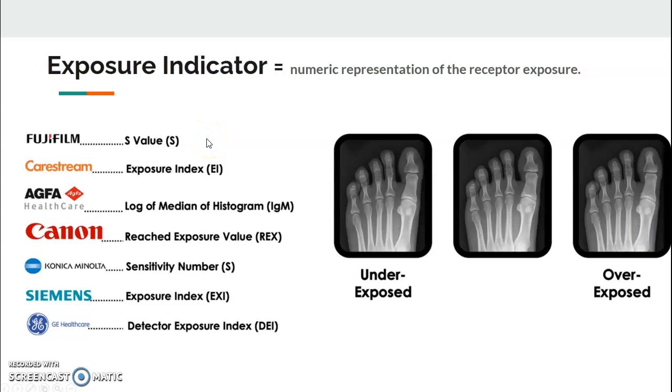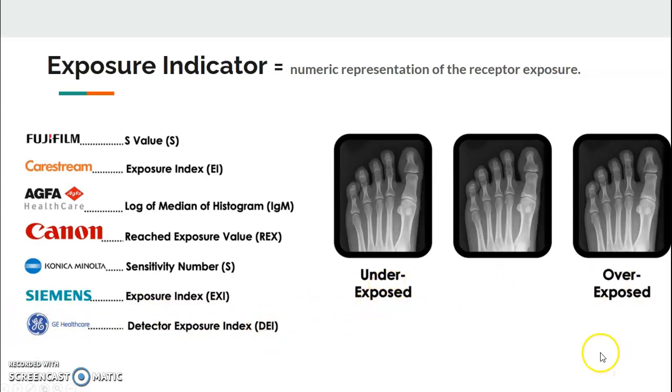The exposure indicator is usually a number. It's a numeric representation of the receptor exposure, so how much receptor exposure was received. Each brand, of course, has a different term or different value. For us, we use the Fujifilm, and that's your S value. We use Canon cassettes on the portable machine, and at Main Street, and they actually have a Rex value. Siemens is the EXI, and then GE is the DEI, and I believe we have that on miscellaneous.